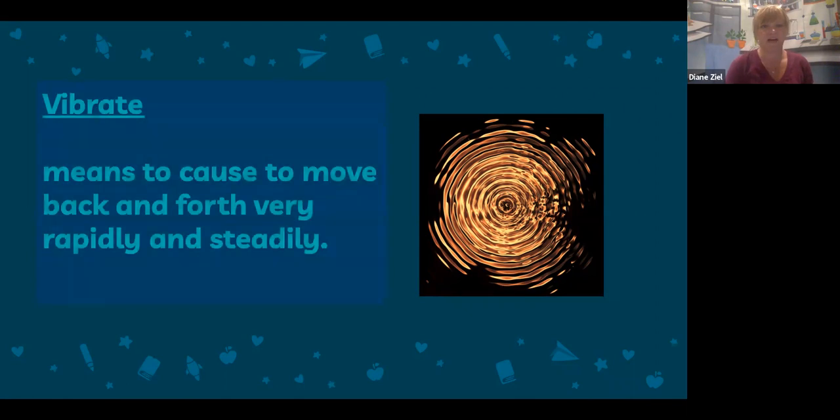And here you see where possibly a stone was dropped into still water, and these evenly spaced circles are moving out from that motion. What is this called? That's right, it's to vibrate. Vibrate means to cause to move back and forth very rapidly and steadily.